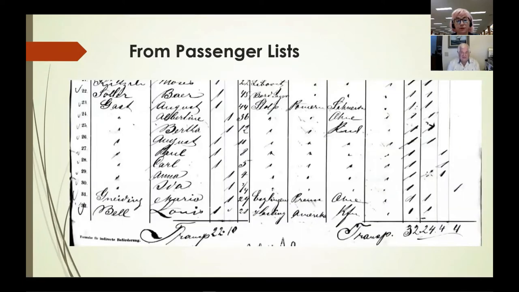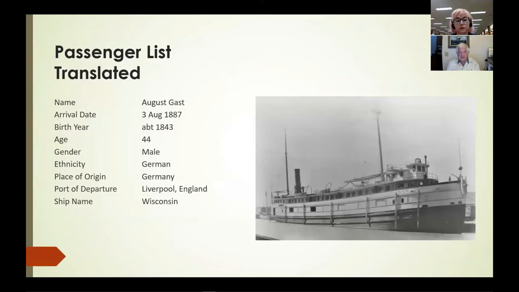There's the passenger list from the Castle Garden list, and it's somewhat difficult to read, but you see line 23, that's Gast, G-A-S-T, August Gast, who was my great-grandfather. He came over with his wife Albertina and several children. Now, that was somewhat unusual back then that a whole family would leave Europe and come to the United States. But that's what he did.